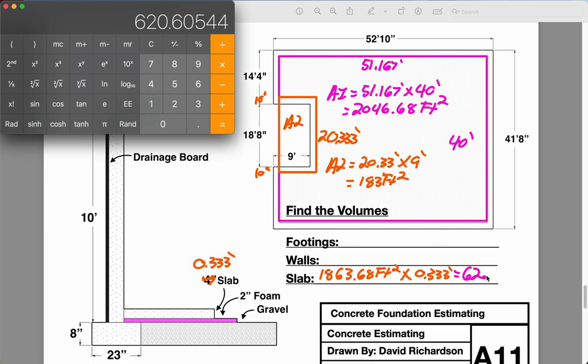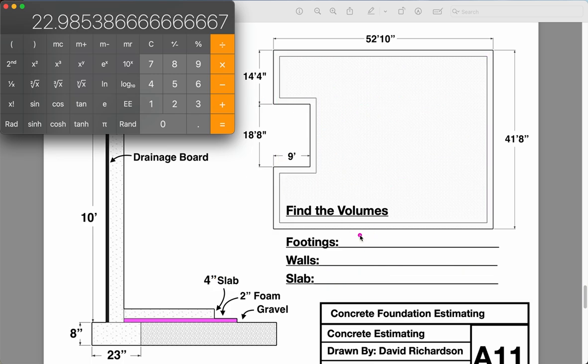620.61 feet cubed, and we're going to divide that by 27, and we get 22.99 cubic yards. Okay, so I'm just going to clear the screen here so I can write the final answers for all of them down again.